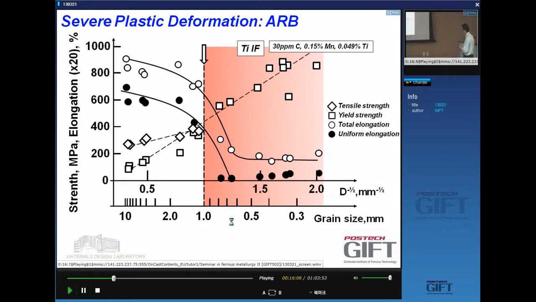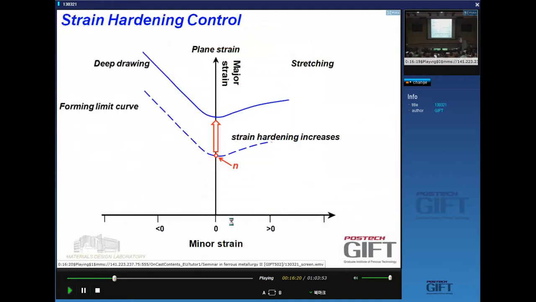And your material doesn't break in a brittle fashion. There is still some total elongation, but the deformation is purely diffuse. And that makes the material basically totally incompatible with press forming. Because the first thing a press forming person looks at is the FLD diagram of this material.